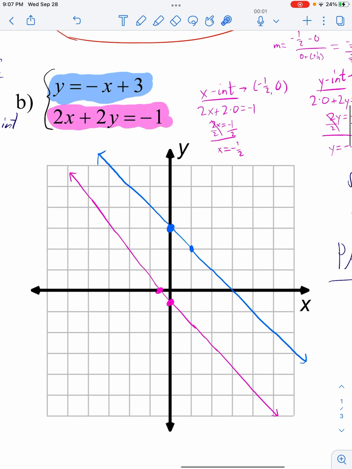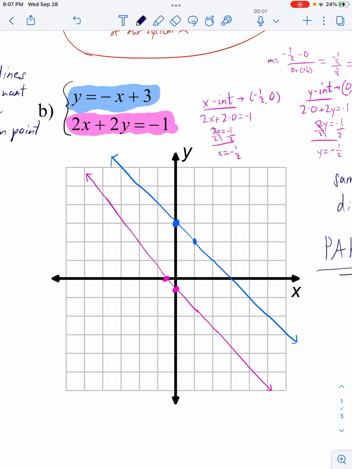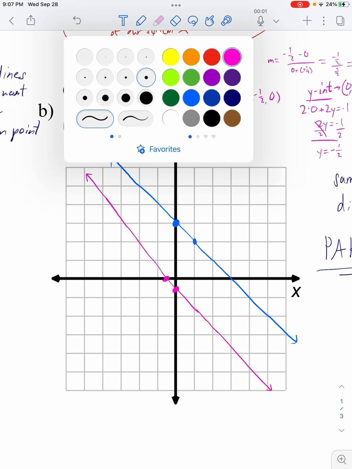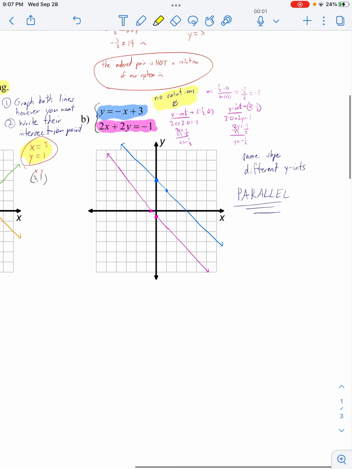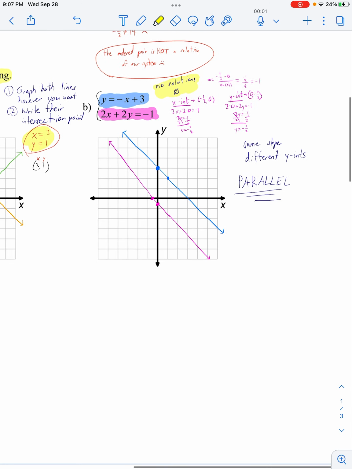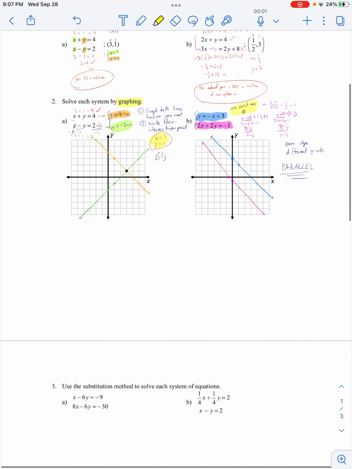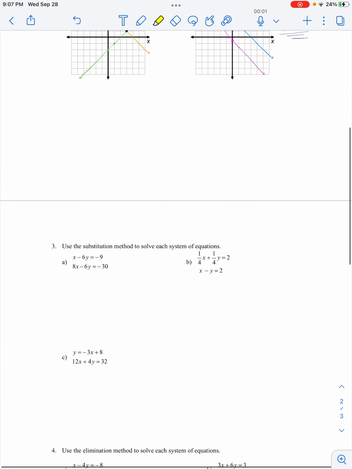All right, so they're parallel, which means there's no intersection point, which means the solution is no solutions. No solutions or empty set. You can write that too. No solutions is your final answer, okay? That's part B. All right, so they're parallel, no solutions, okay? So pause, rewind, ask Mr. Miller for help, okay? Let's go down here.